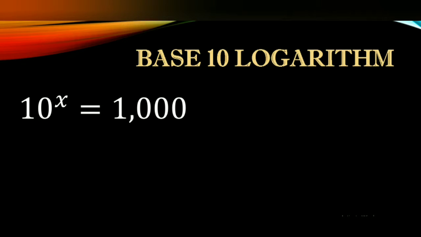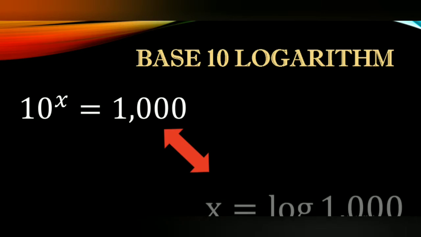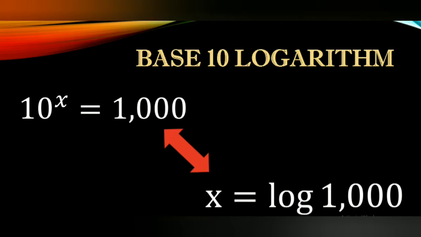This is one example of a base 10 logarithm. In the exponential statement, we see that 10 to the x power equals 1000. Now let's transform this into a logarithm. We see it from the perspective of the exponent. In 10 to the x power, x is the exponent, so x equals log of 1000.